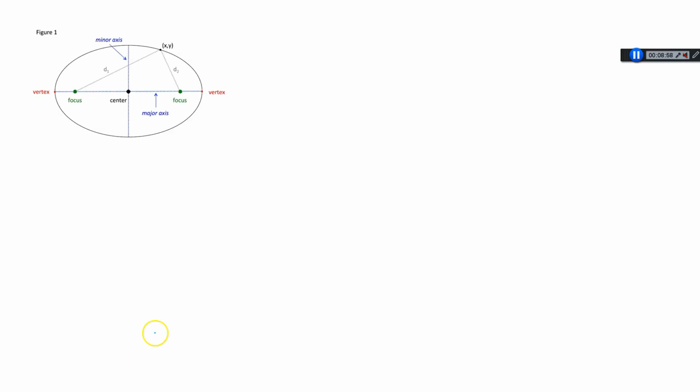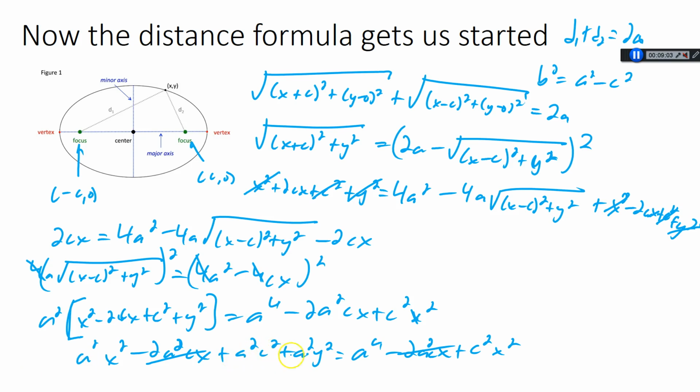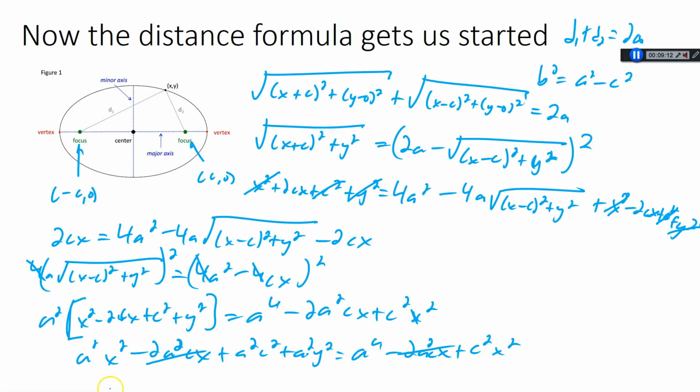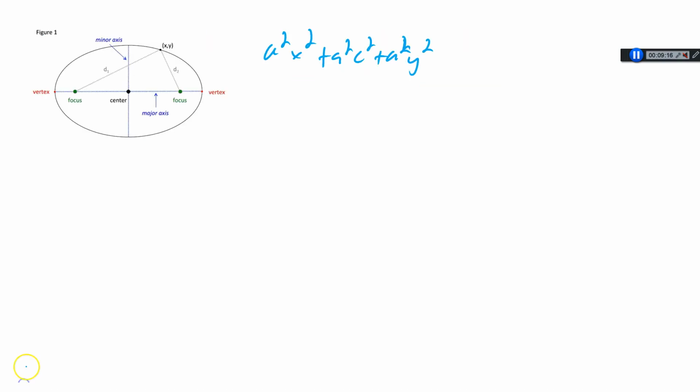I think I'm going to have to do it in a few steps here. So we had a squared x squared plus a squared c squared plus a squared y squared. So a squared x squared, a squared c squared, a squared y squared is equal to a to the 4th plus c squared x squared.